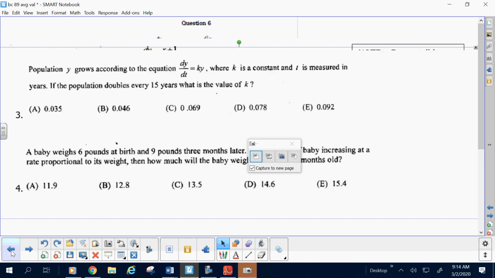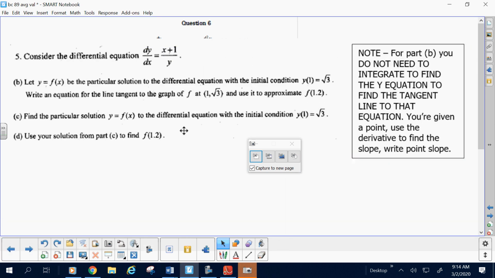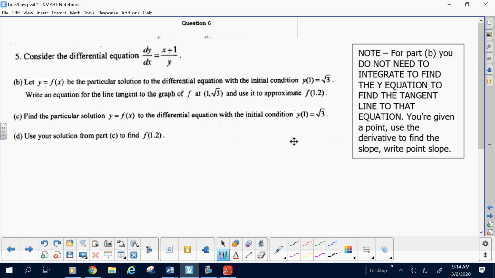On 88A, I think we did those. How did this go? All right, so let's go here. So I tried to write you a note, but I'm sure many people, I know at least one person I talked to, ignored it. All right, so in B, they ask you to write a tangent line equation, yeah?